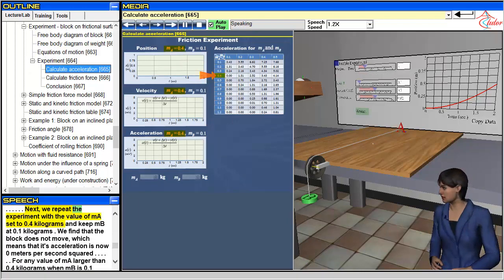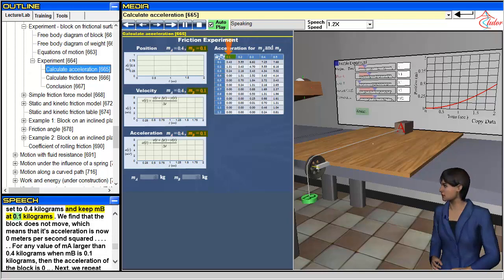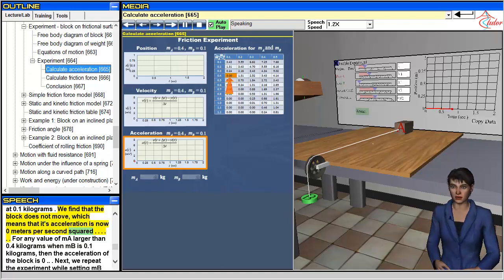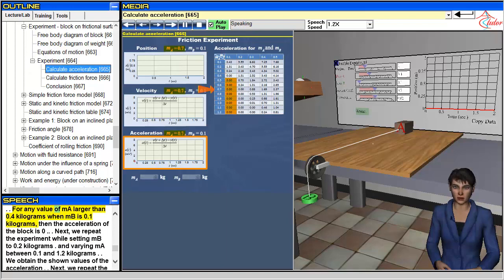Next, we repeat the experiment with the value of ma set to 0.4 kilograms and keep mb at 0.1 kilograms. We find that the block does not move, which means that its acceleration is now 0 meters per second squared. For any value of ma larger than 0.4 kilograms when mb is 0.1 kilograms, the acceleration of the block is 0.